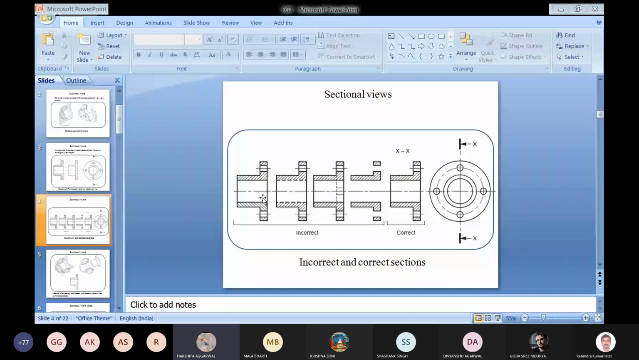Okay, sir. Why are we not supposed to draw hidden drawings, sir? I mean, the back of the parts.